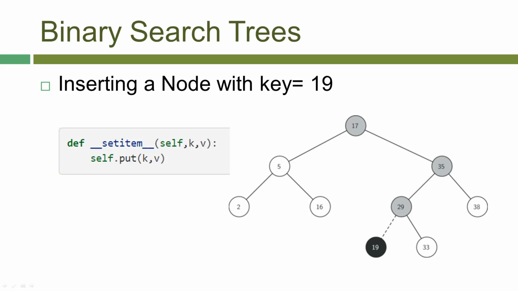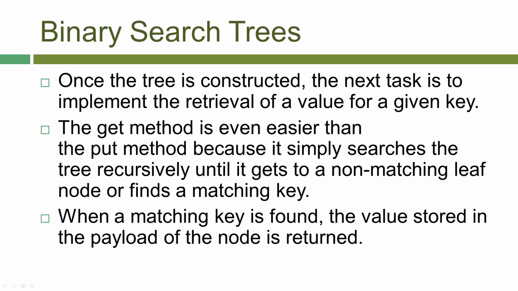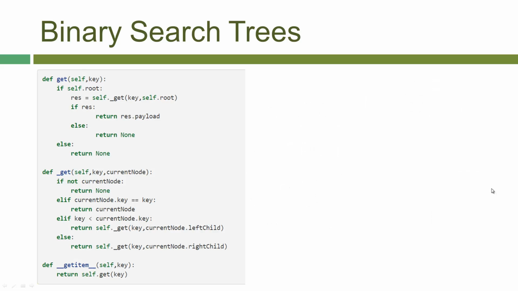Once the tree is constructed, the next task is to implement the retrieval of a value for a given key. The get method is even easier than the put method because it simply searches the tree recursively until it gets to a non-matching leaf node or finds a matching key. When a matching key is found, the value stored in the payload of the node is returned. So this is the code for that get, and then it also has its own _get helper function.